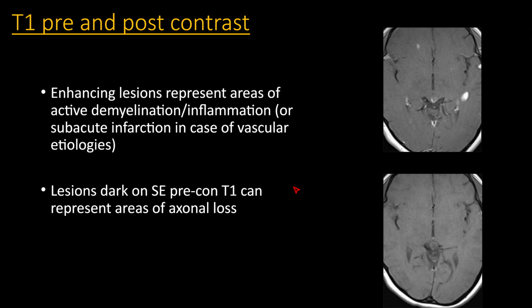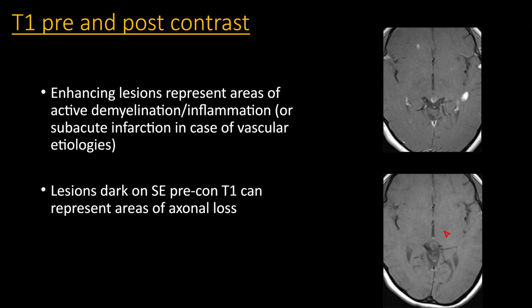Now, typically, you'd want T1 both pre and post contrast images when assessing white matter lesions. As far as post contrast images, enhancing lesions in the setting of white matter diseases typically represent areas of active demyelination or inflammation. For instance, in this particular case with MS, here we have a post contrast T1 and this is a pre contrast. These two lesions would be areas of active demyelination in that setting. One thing to note is that enhancement does not necessarily just imply an inflammatory process. Subacute infarcts can also enhance. That's something to keep in mind as well.